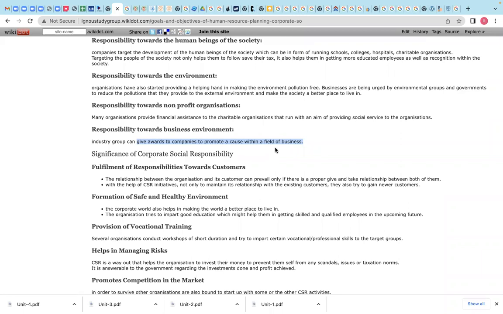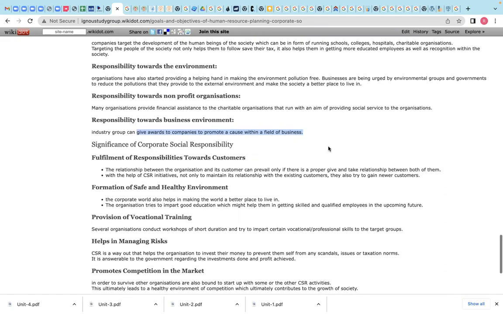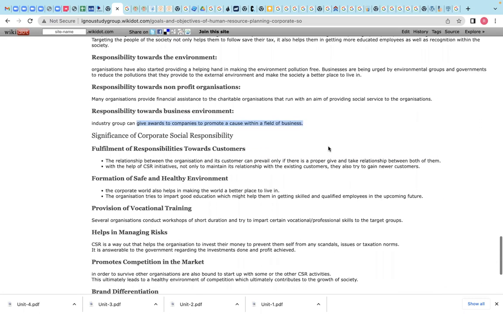Okay, or it could be even related to your field of business as well. So it could be an interrelated business. For example, a dairy farm trying to give awards to the best farmers, because they are the ones who are giving them milk or whatever it is. So they are trying to recognize the best farmers and giving the award, right?